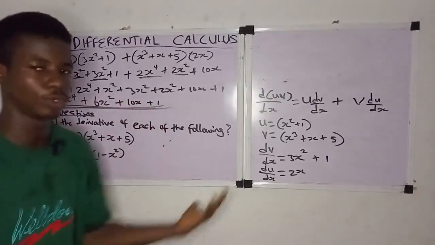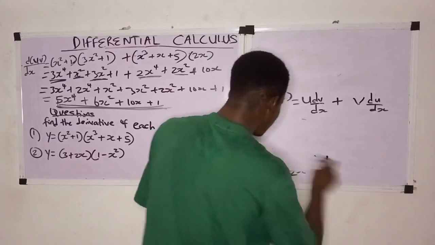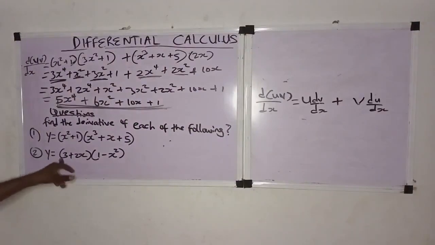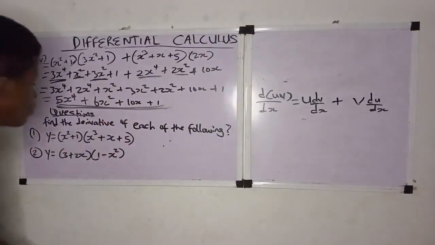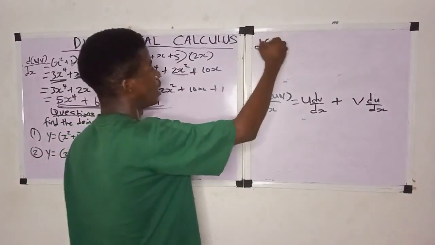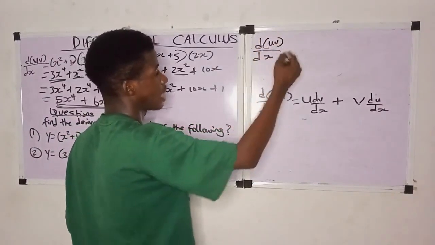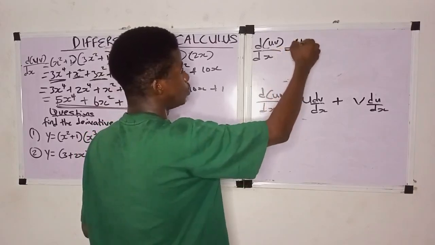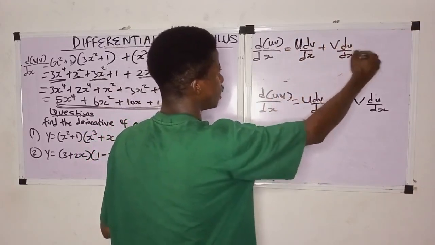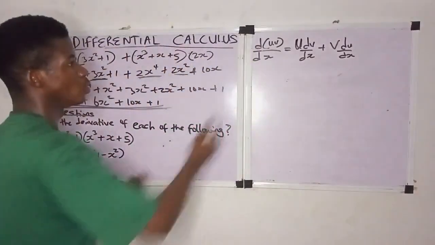So that's how you solve questions on the product rule. Now let's do the second question. It's still almost like the first question. This question comes from the product rule, because when you look at the two functions, they are multiplying each other, right? So we use the formula: d(uv) over ds equals u dv over ds plus v du over ds.